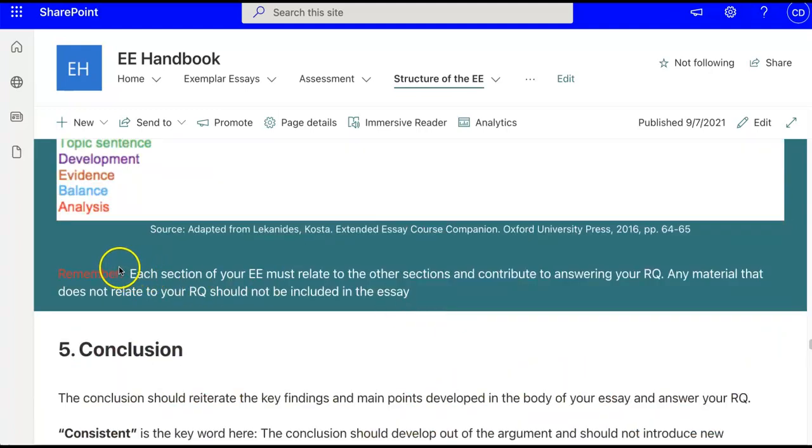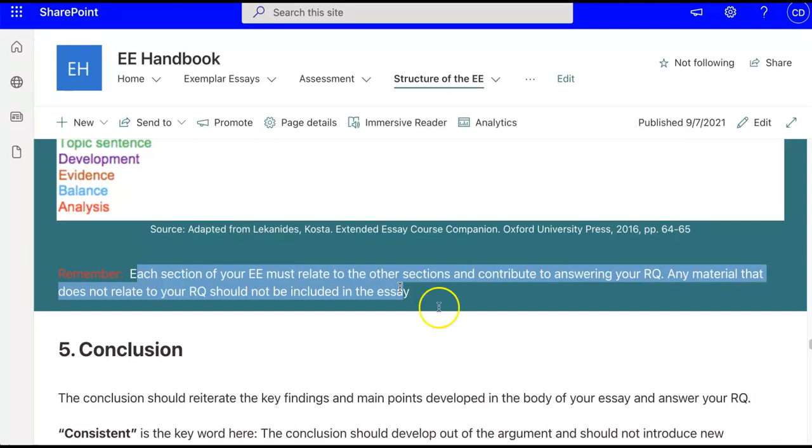Okay, and just a note here to say that each section of the EE must relate to other sections and contribute to answering your research question. Any material that does not relate to your research question should not be included. So there's no point in having information that's not relevant, in other words, information that's not helping to answer the research question.